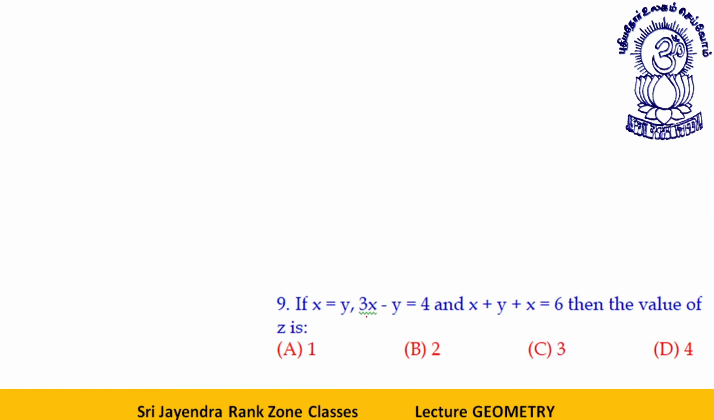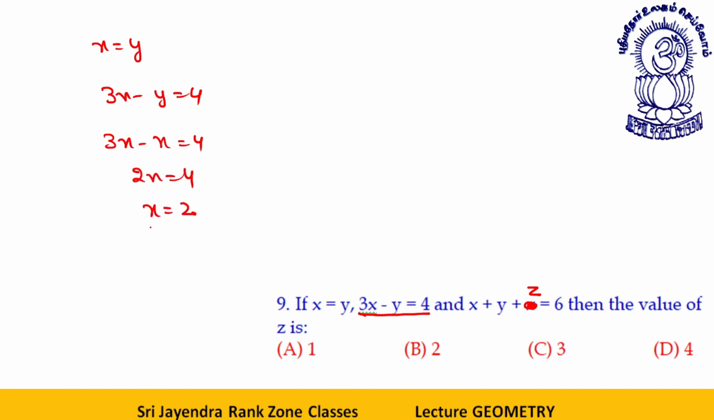x is equal to y, 3x minus y is equal to 4, x plus y plus z is equal to 6. Then we have to determine the value of z. See, first of all, x is equal to y. We have 3x minus y is equal to 4. This means 3x minus x is equal to 4, or 2x is equal to 4. That means x is equal to 2.